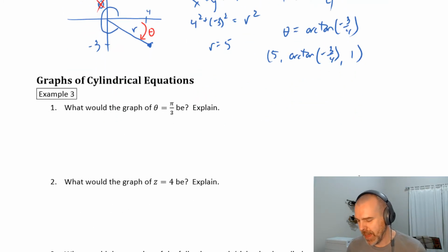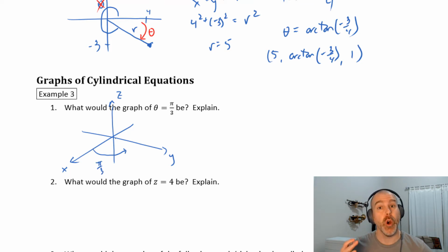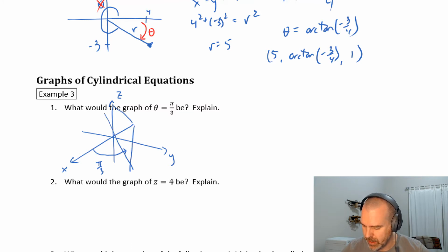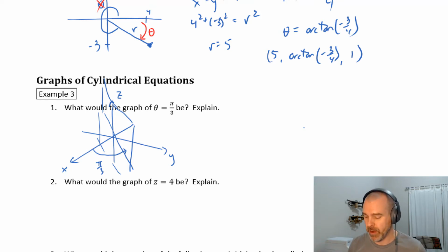Okay, let's talk about some graphs. What would the graph of theta equal pi over 3 be? Now, keep in mind, this is in cylindrical coordinates, not polar. So this is in 3 dimensions. You have to think about x, y, z, and you're at an angle of pi over 3 from the positive x-axis, but there's no restriction on z. So what you really have here is a plane, right? It's a vertical plane through the angle theta equals pi over 3.